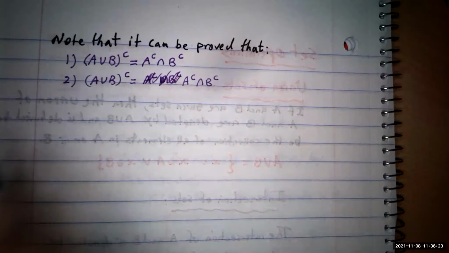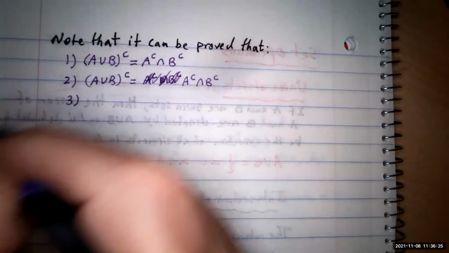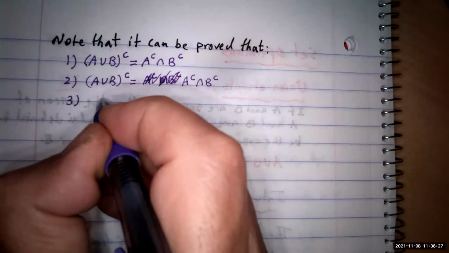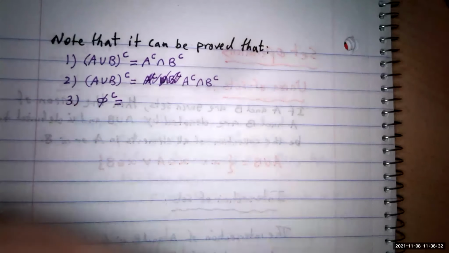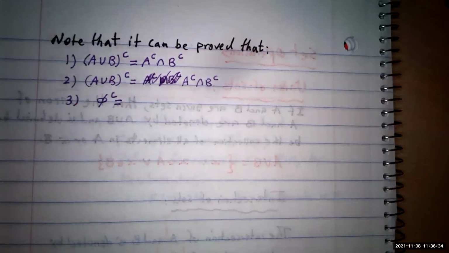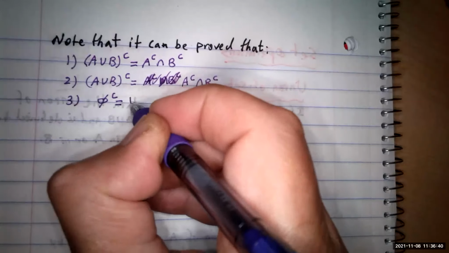The other one that we did have was the fact that, remember, we want to know what's going to be the complement of the empty set. Any suggestion? What's the complement of the empty set? The universal. Full set. That's it, the universal.